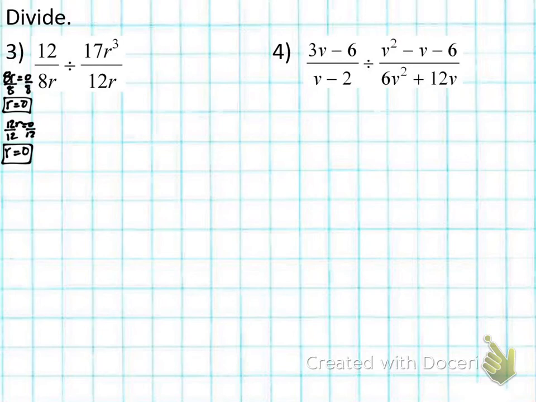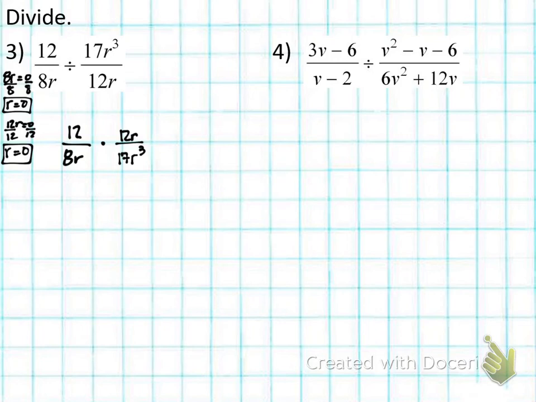Okay, what do we do? We flip it, right? So we got 12 over 8r times the reciprocal of 12r over 17r cubed, okay? Now we want to ask ourselves, are there any more excluded values? Yes or no? What's the next excluded value? So we're going to do 17r cubed over 0.